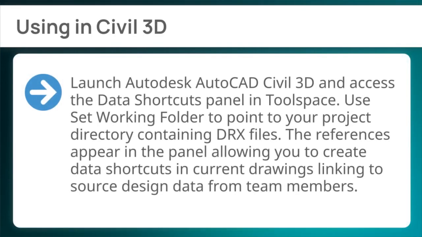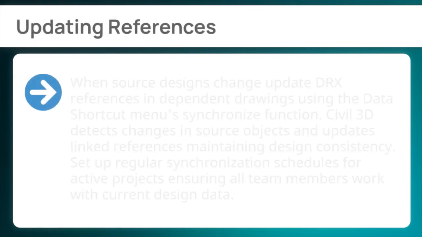Launch Autodesk AutoCAD Civil 3D and access the Data Shortcuts panel in Toolspace. Use Set Working Folder to point to your project directory containing DRX files. The references appear in the panel, allowing you to create data shortcuts in current drawings, linking to source design data from team members. Next, updating references.